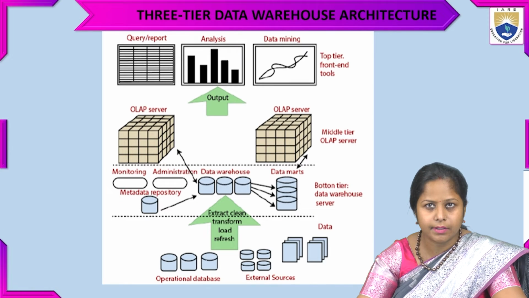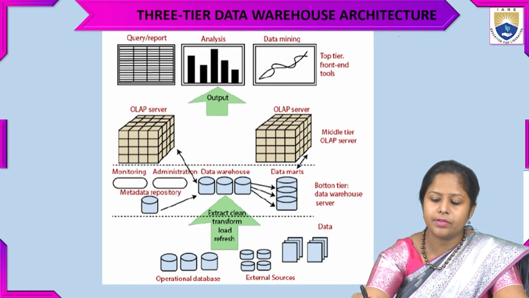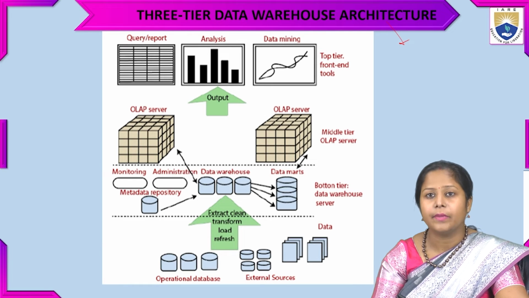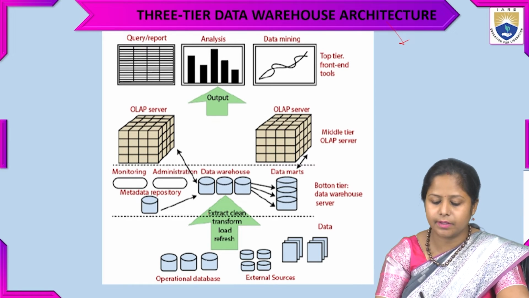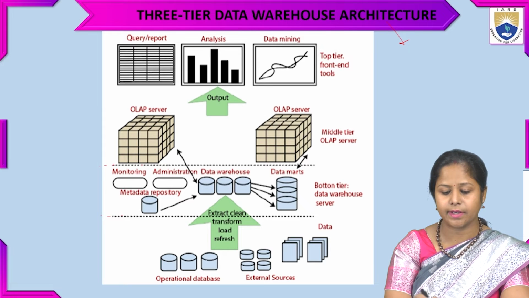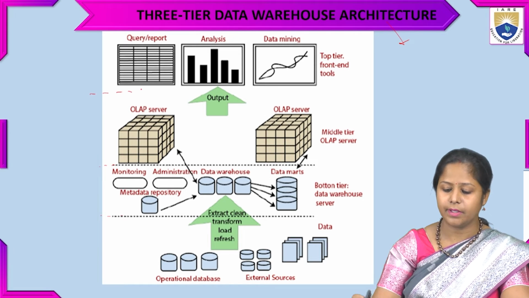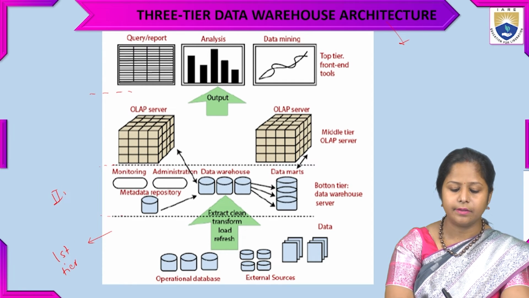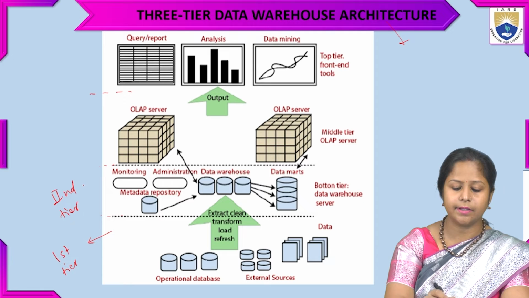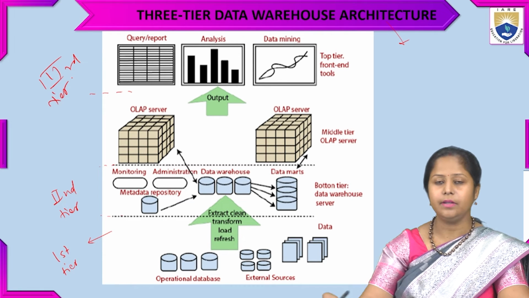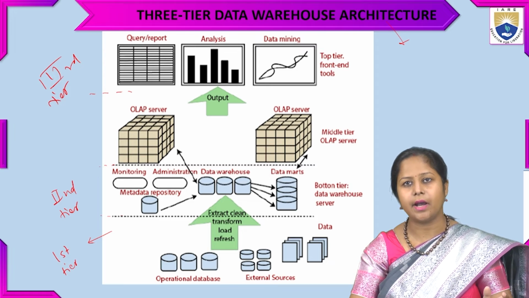So that is the three-tier data warehouse architecture. In this figure, we can see it is divided into some parts. This is the first tier, which is divided into the second tier, and the output is divided into the third tier. So that is the three-tier architecture.